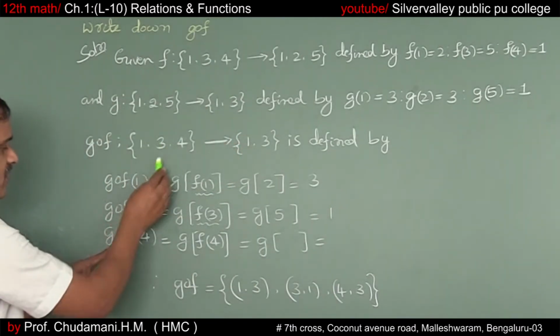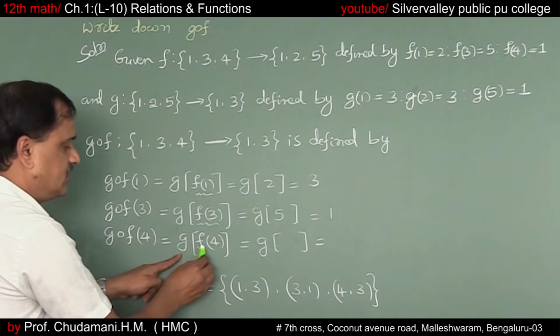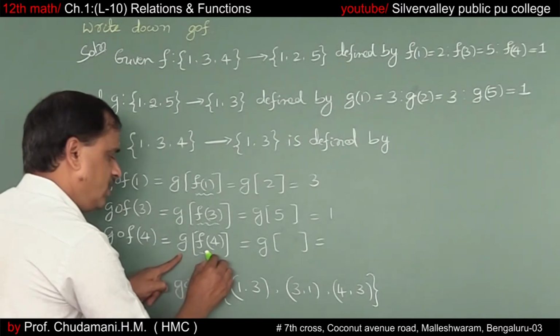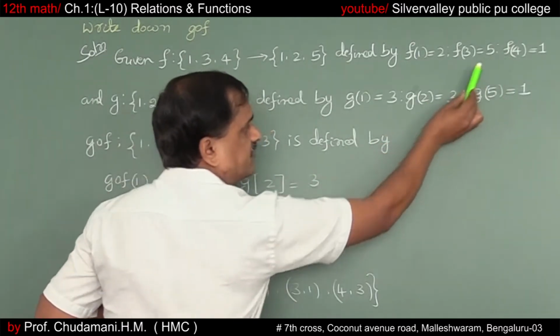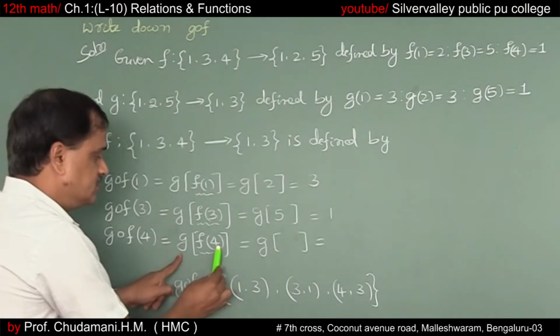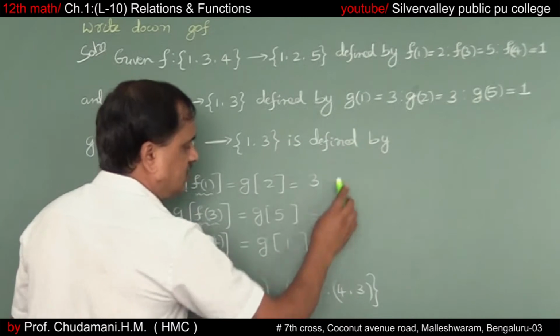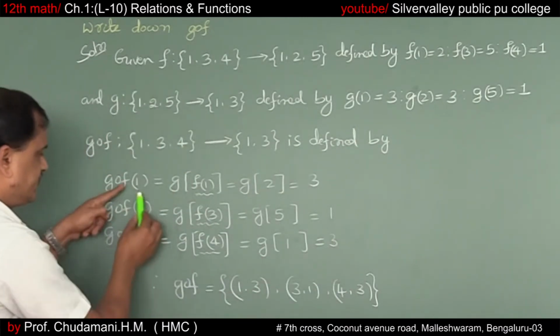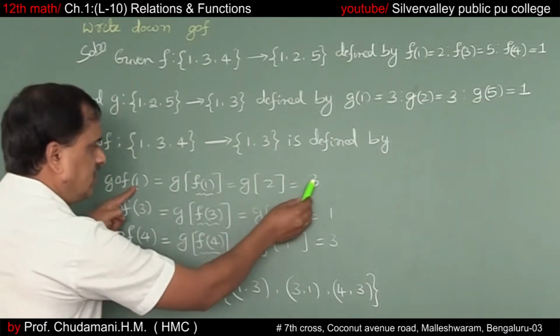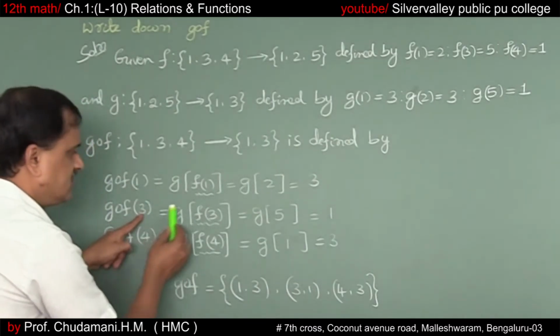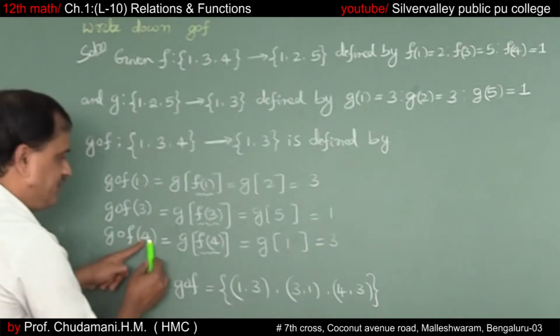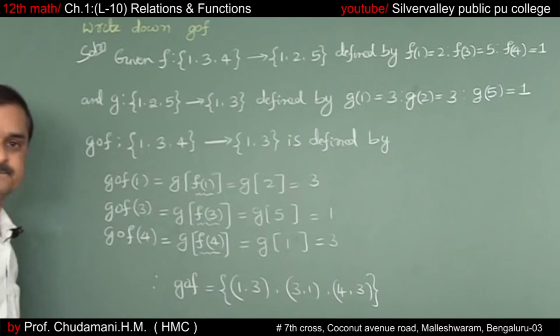Then gof of 4 equals g of f of 4. What is f of 4? f of 4 is 1, right? So that is g of 1, but g of 1 is equal to 3. So that gof is {(1, 3), (3, 1), (4, 3)}.